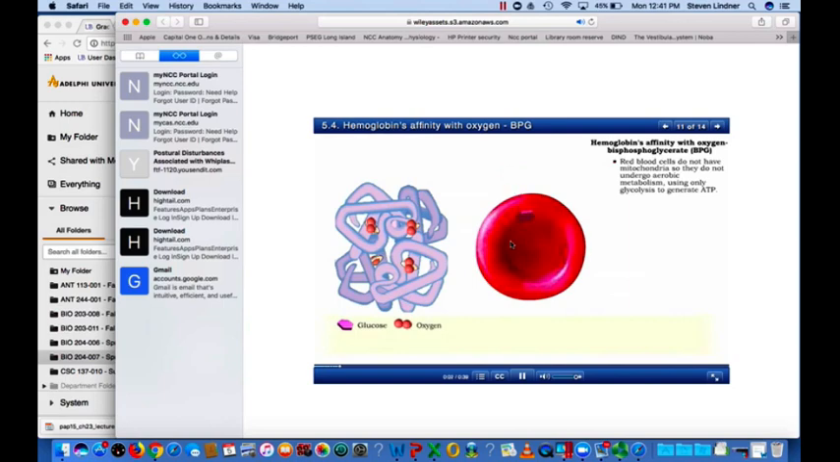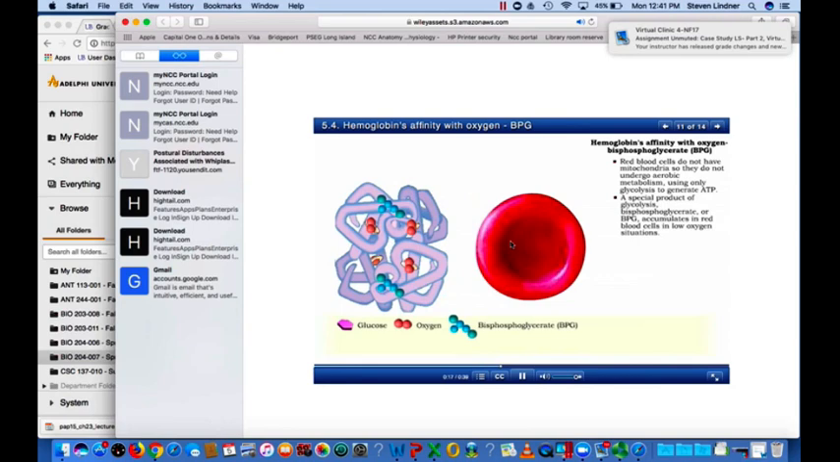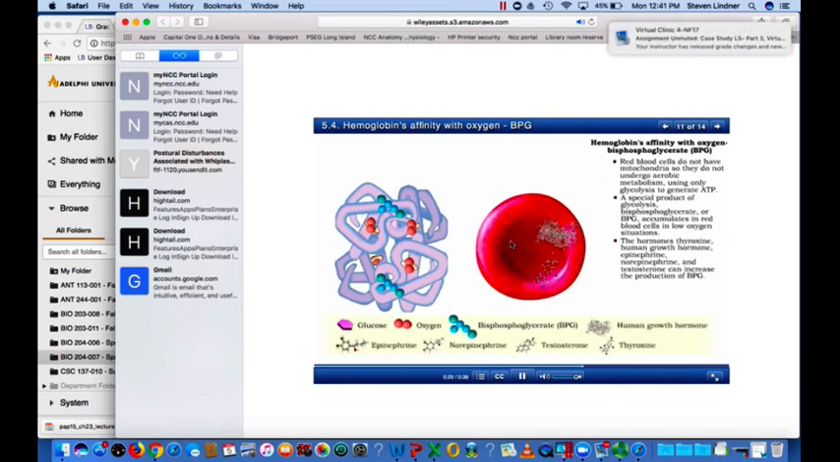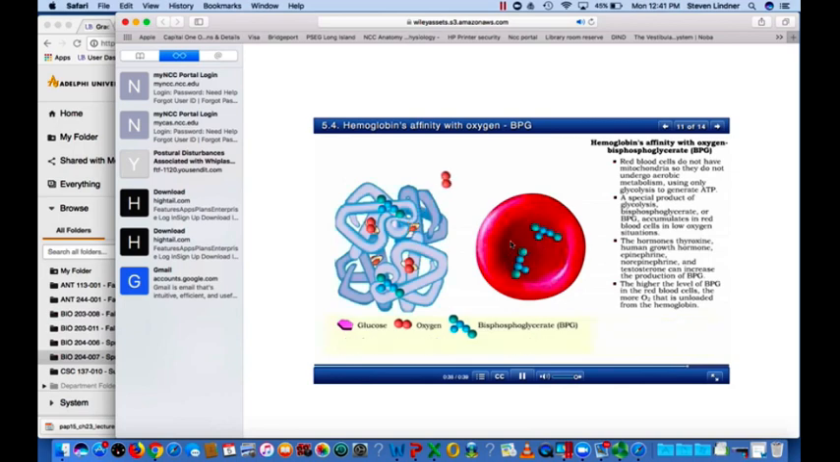Red blood cells do not have mitochondria, so they do not undergo aerobic metabolism, using only glycolysis to generate ATP. Bisphosphoglycerate, or BPG, a special product of glycolysis, accumulates in red blood cells in low oxygen situations. The hormones thyroxine, human growth hormone, epinephrine, norepinephrine, and testosterone can increase the production of BPG. The higher the level of BPG in the blood, the more oxygen that is unloaded from the hemoglobin.